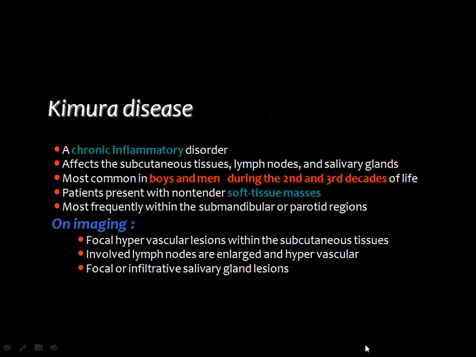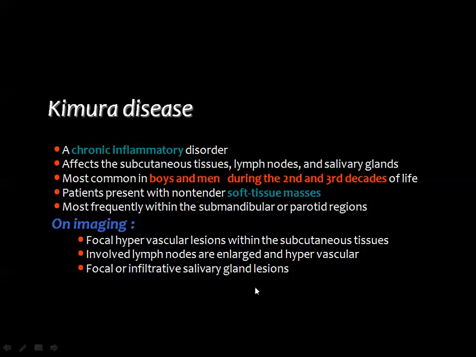Kimura disease is an inflammatory disorder, and this lesion will affect the subcutaneous tissues, the lymph nodes, and the salivary glands, especially the parotid. It is commonly seen in boys and men during the second and third decades of life. The nodes are usually non-tender, and they are not usually surrounded by inflammatory reaction. On imaging, you get enlargement of the lymph nodes that are homogeneously enhanced and hypervascular, and you get unilateral or even bilateral involvement of the salivary glands, especially the parotid gland.